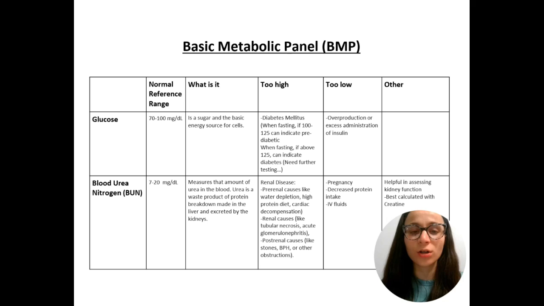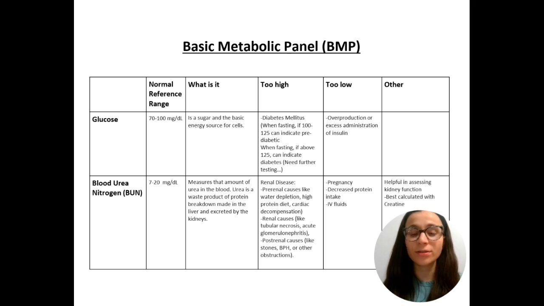So now we're going to talk about the BMP. BMP stands for Basic Metabolic Panel. So first we're going to start with glucose. Glucose, as you know, is a sugar and it's a basic energy source for cells. A normal reference range is 70 to 100. As I said before, every lab is slightly different, but 70 to 100.